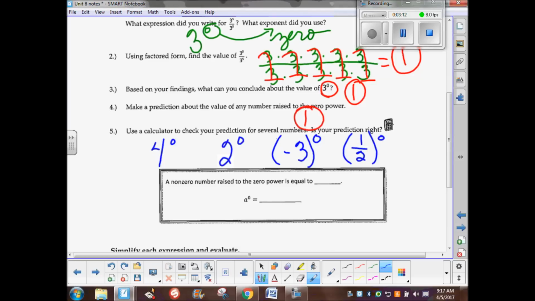Okay. Windows, what do you guys got? 1. In the front, what do you have? 1. -3 in parentheses to the 0 power, we have? 1. And 1/2 to the 0 power? 1.